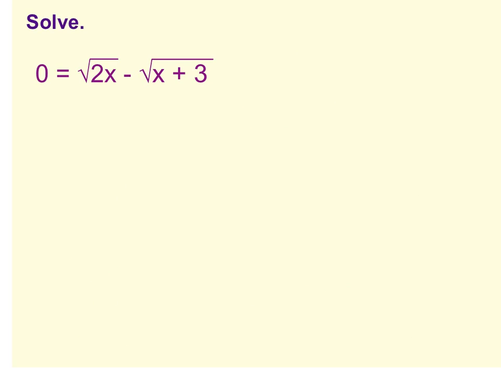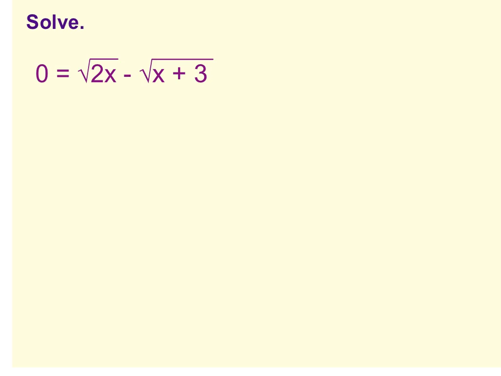All right, this is the last example of the intro video, and then there's a few more good examples in your follow-up video. So here we have a radical equation. Already it looks a little bit different. You've got two radicals right here. So how do we solve this?